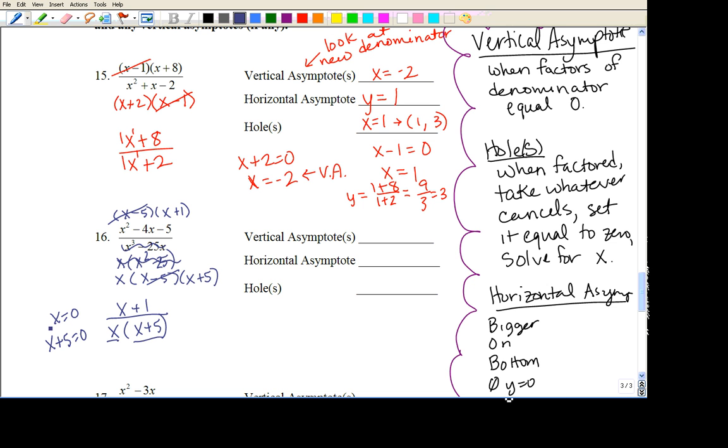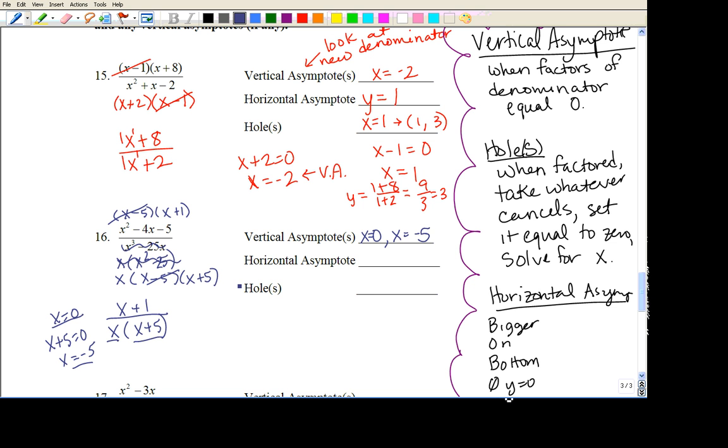So I need to solve both of these for x. Well, the first one's already solved, so that one's good, but then the second one I need to subtract 5, so I have x equals negative 5. So I have two vertical asymptotes. I've got one at 0, and I've got one at negative 5.